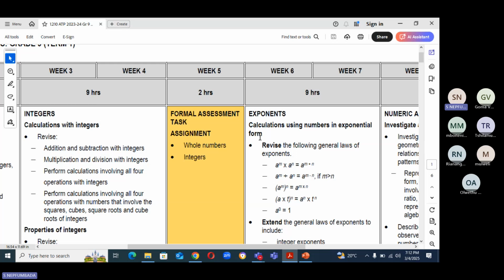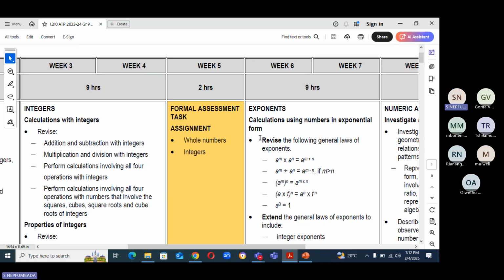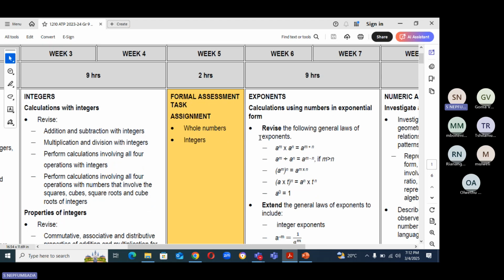So meaning that you are left with your formal task that you are going to write as an assignment, which is for whole numbers and for integers, if I'm not mistaken. Is that so? So it means we're going to proceed.